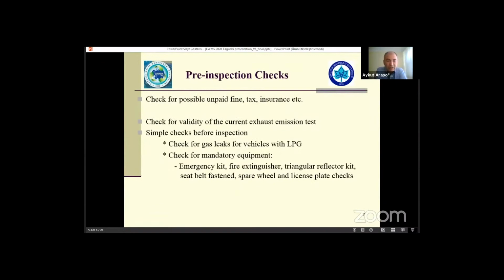This is the pre-inspection checks. First of all, they check for possible unpaid fines, tax, insurance. They check the validity of the current exhaust emission test, and also some simple checks before inspection. Checks for gas leaks, if the vehicle works with LPG, checks for mandatory equipment, emergency kits, and so on.